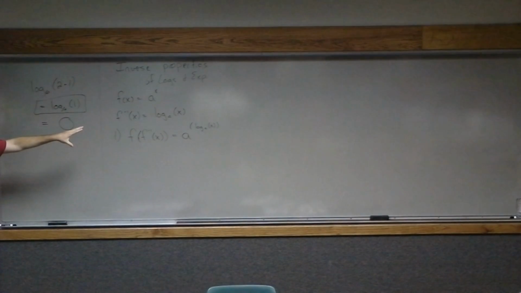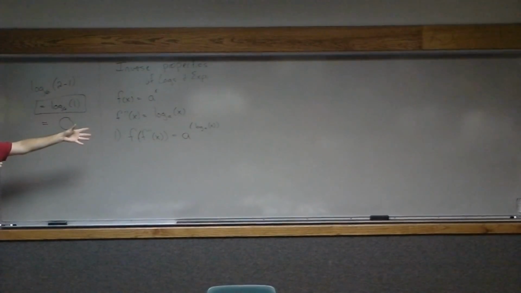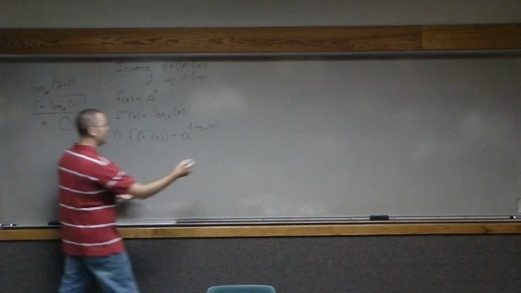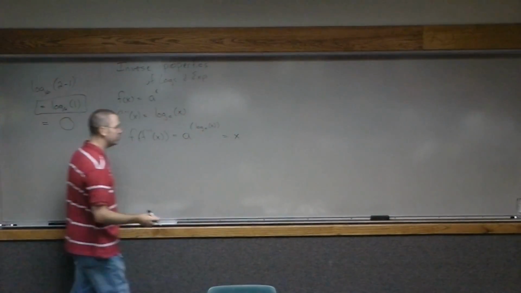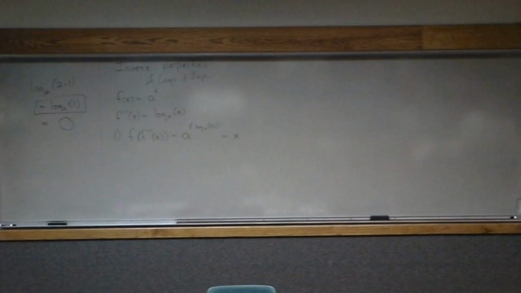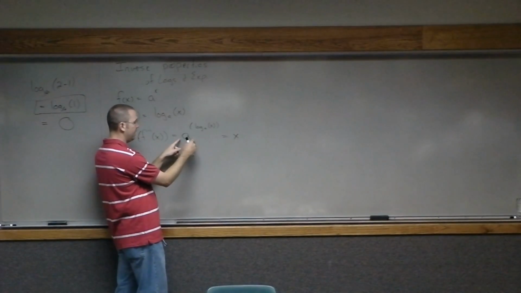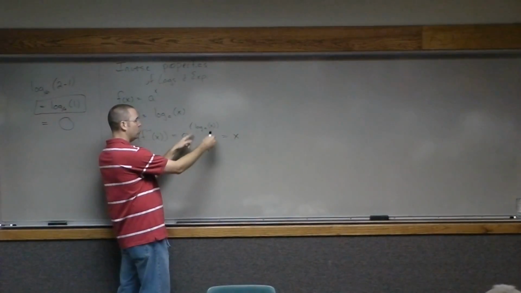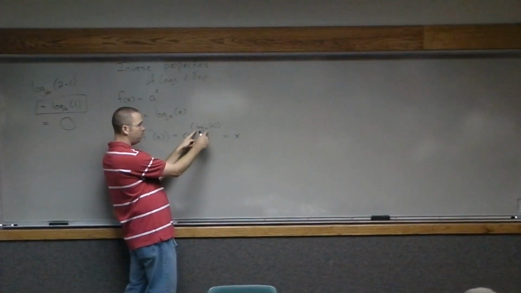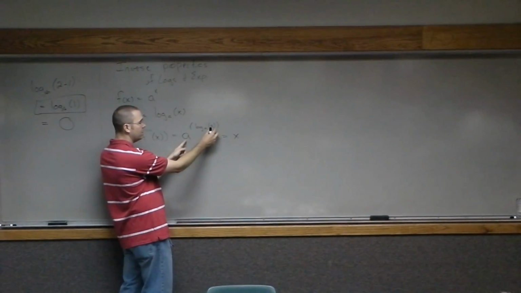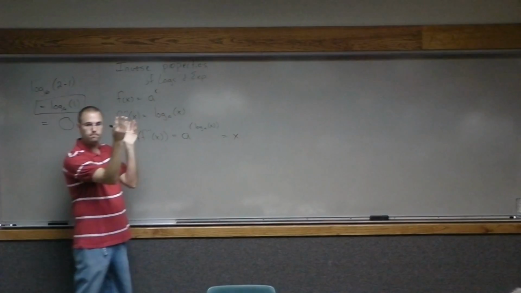If I do this, and I simplify, what is this equal to? X. This is x, right? Because these functions are inverses of each other. When I compose them together, I get x out. So this is one rule that we can identify. If I have an exponential raised to the log base, that same exponential, whatever's in this parenthesis here drops down, everything else goes away.